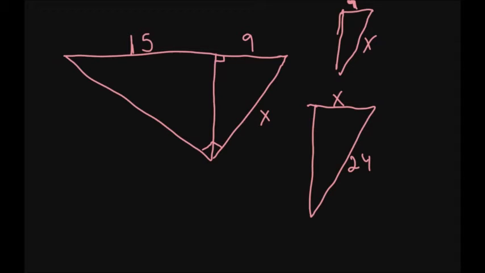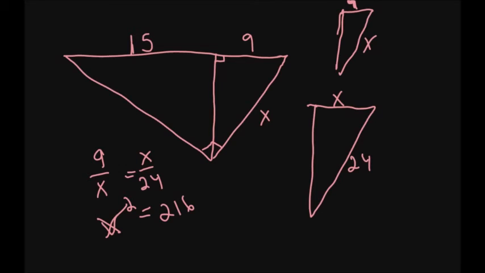So now I can set up my proportion: 9 over x equals x over 24. Notice we have the same pattern here. So x squared would equal 9 times 24, which would be 216. Then we're going to take the square root of 216.